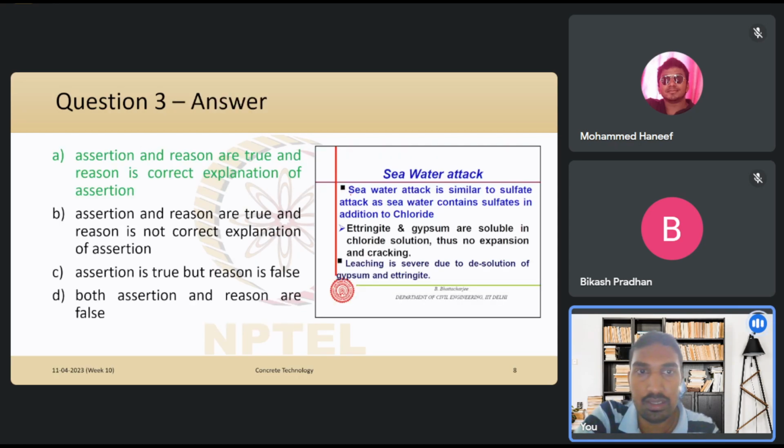Right, so we saw that. This is predominant when you look at the seawater attack. In seawater attack, even though sulfates are present in the seawater, chlorides are also present. Because of the sulfates, you get the ettringite and gypsum formation, but they are soluble in the chloride solution, and therefore they will be leaching out of the system, right? And therefore you will not see the expansion. Okay, so therefore option A is the right one.